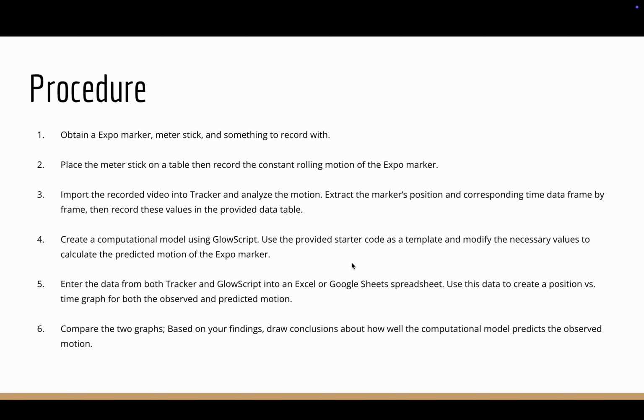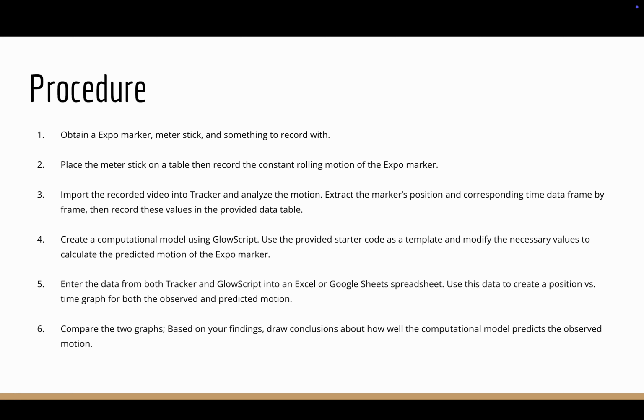Now I'll be going over the procedures of the experiment. First, we obtained the expo marker, meter stick, and something to record with. We placed the meter stick on the table, then recorded the constant rolling motion of the expo marker. We then imported the video into Tracker and analyzed the motion. We extracted the marker's position and corresponding time data frame by frame, then recorded these values in the provided data table. We created a computational model using GlowScript.